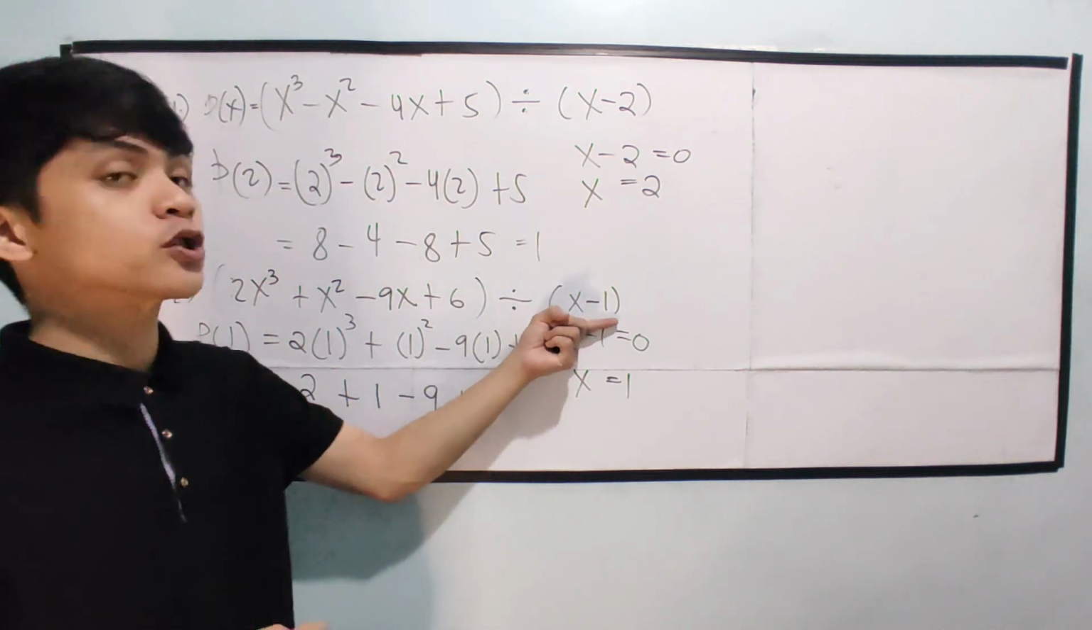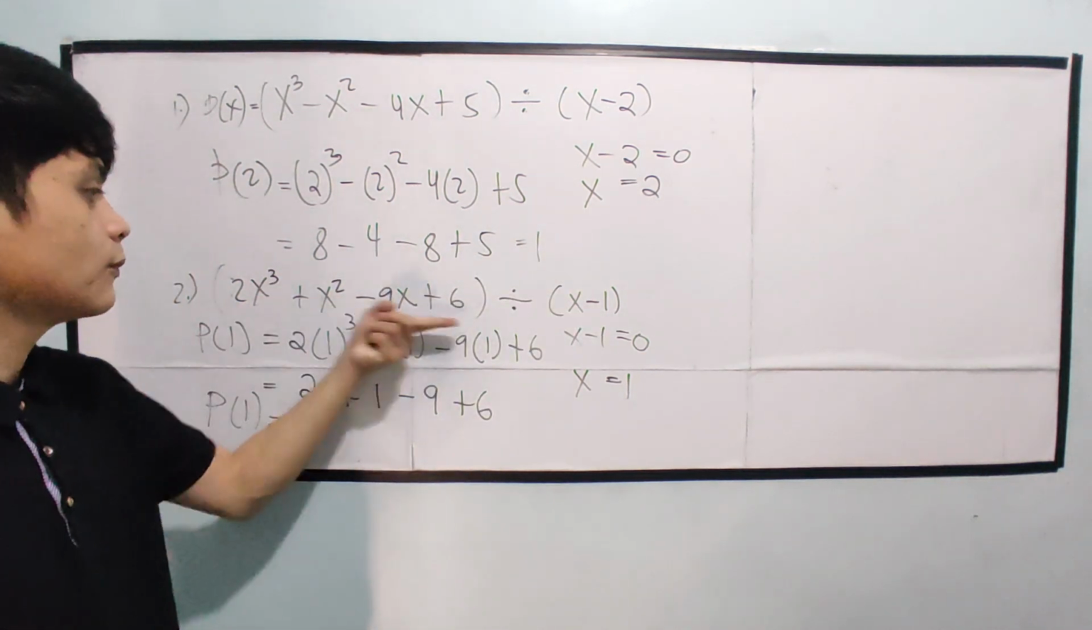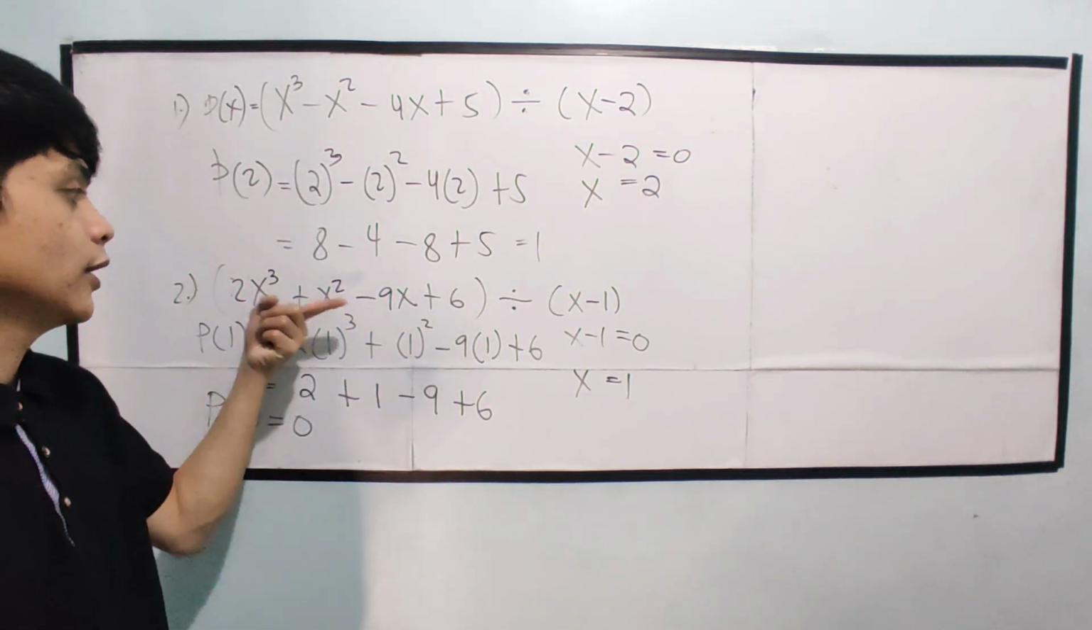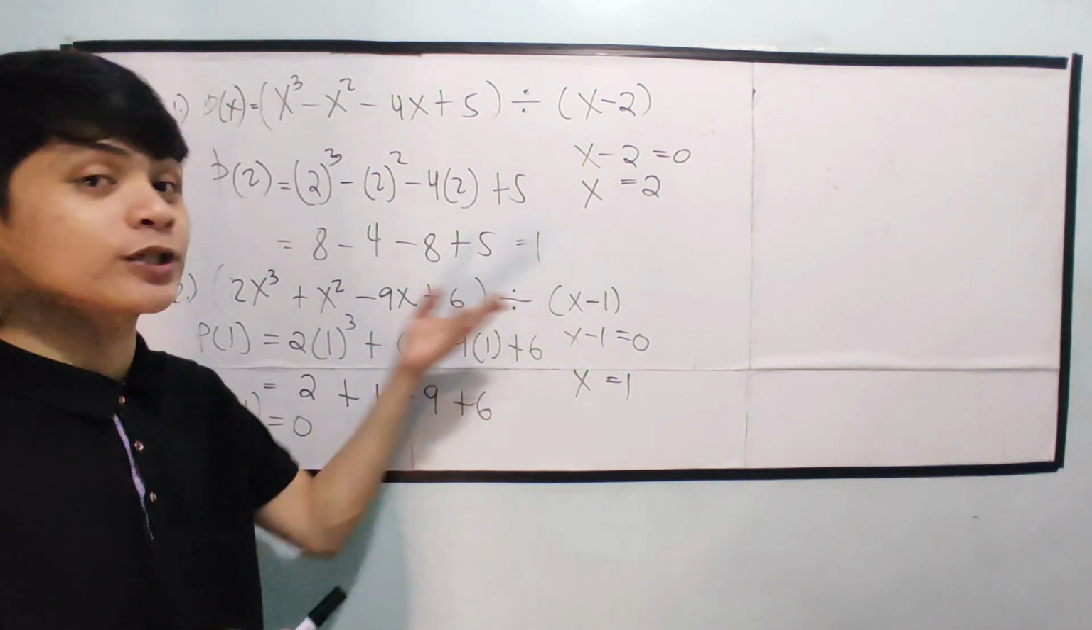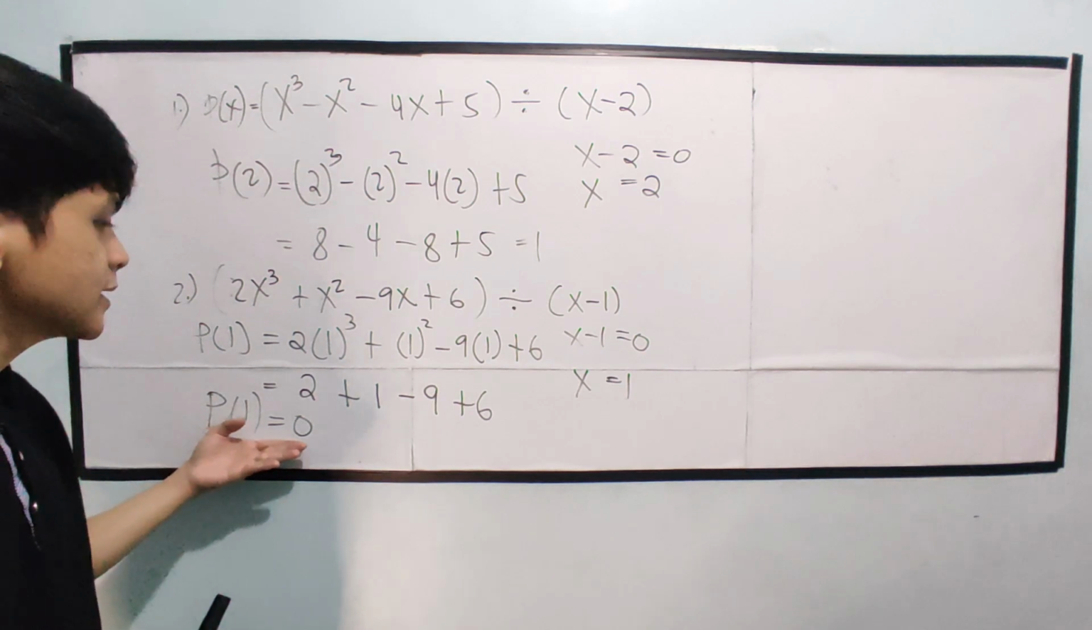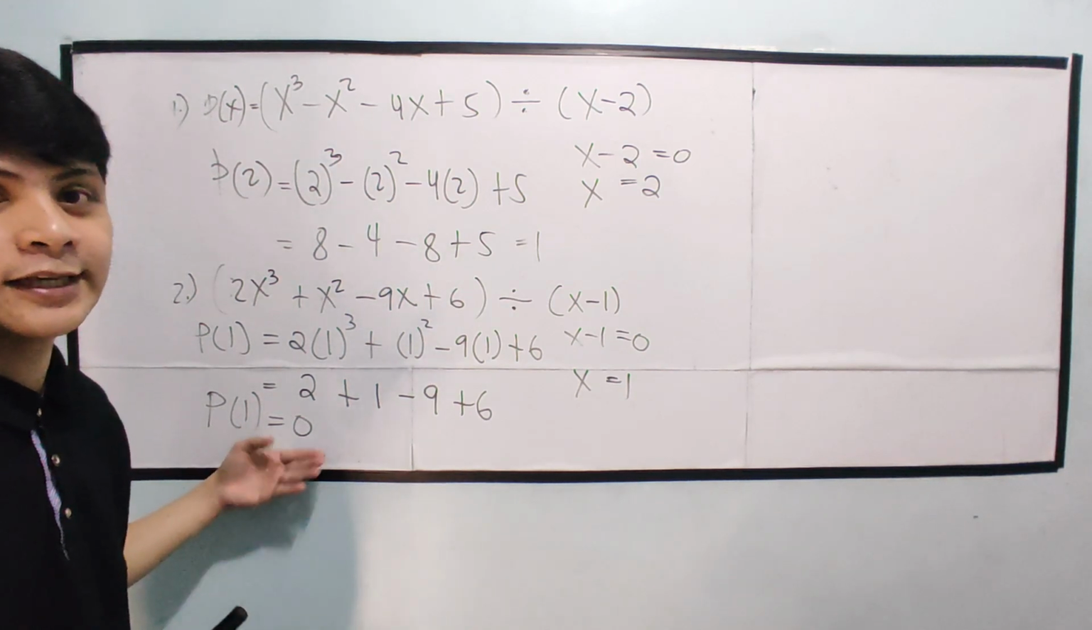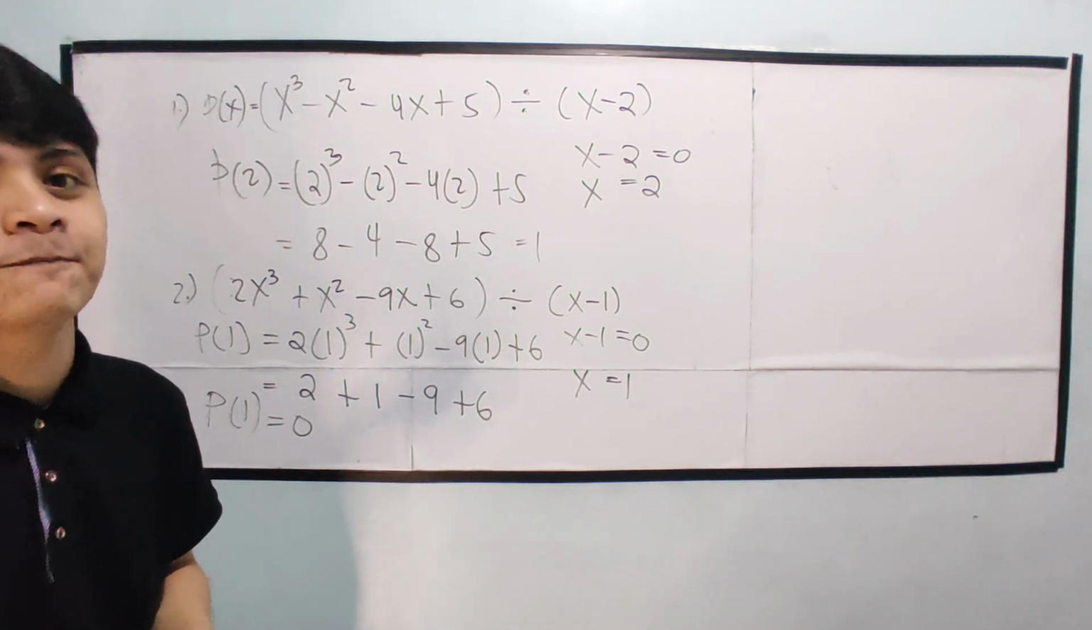Therefore, yung x minus 1 is a factor of 2x cubed plus x squared minus 9x plus 6. Okay. So factor siya, kasi yung remainder is 0. Okay. So ganun lang yung factor theorem.